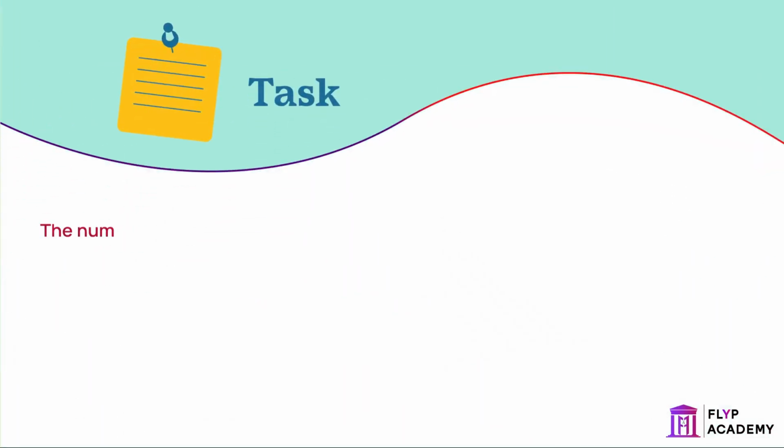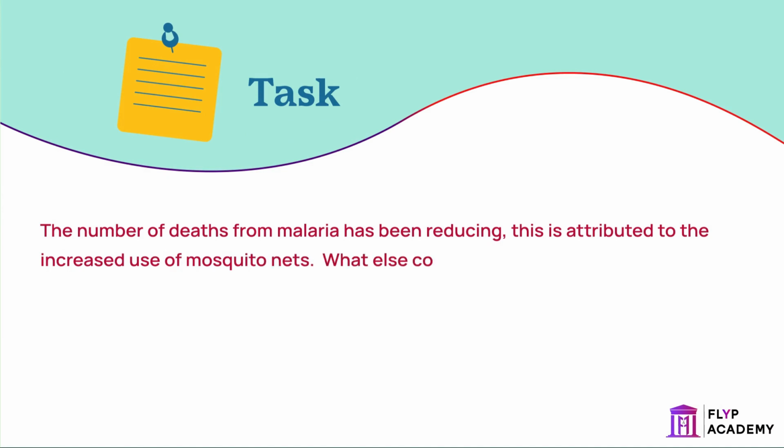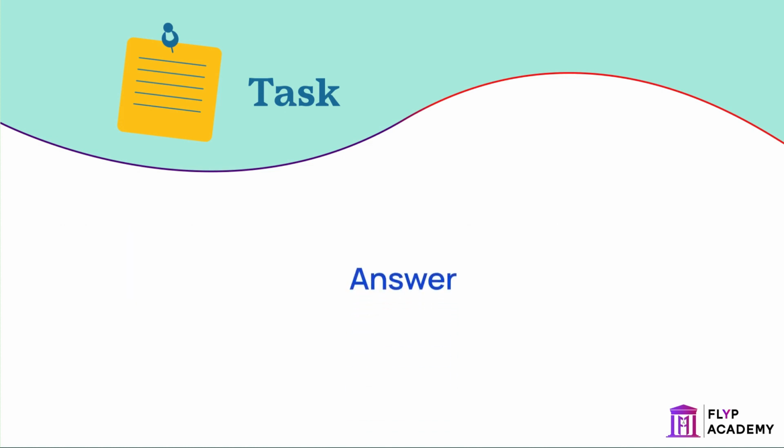Task. The number of deaths from malaria has been reducing. This is attributed to the increased use of mosquito nets. What else could cause the drop in the number of deaths? Management of mosquito populations, increased measures such as wearing long sleeves or repellent, and better healthcare could all contribute to the drop in deaths from malaria.